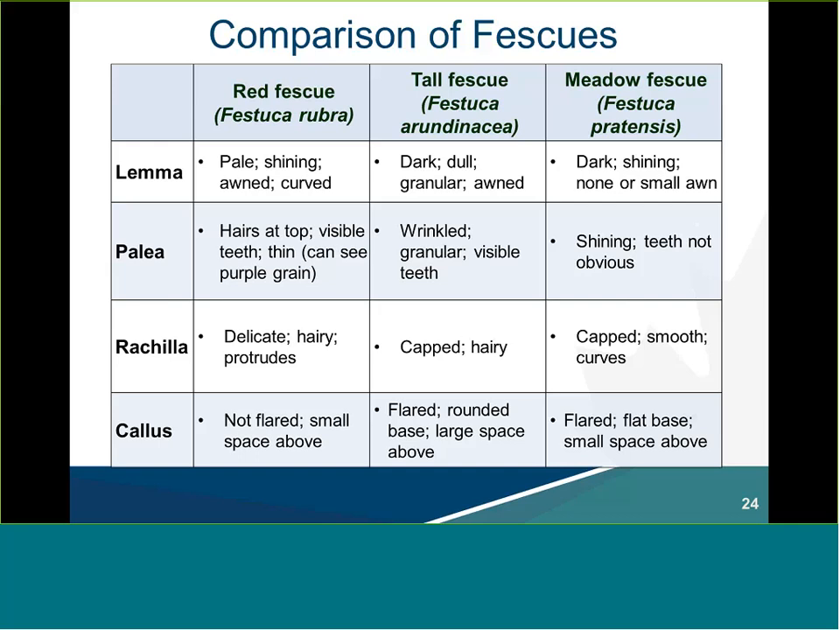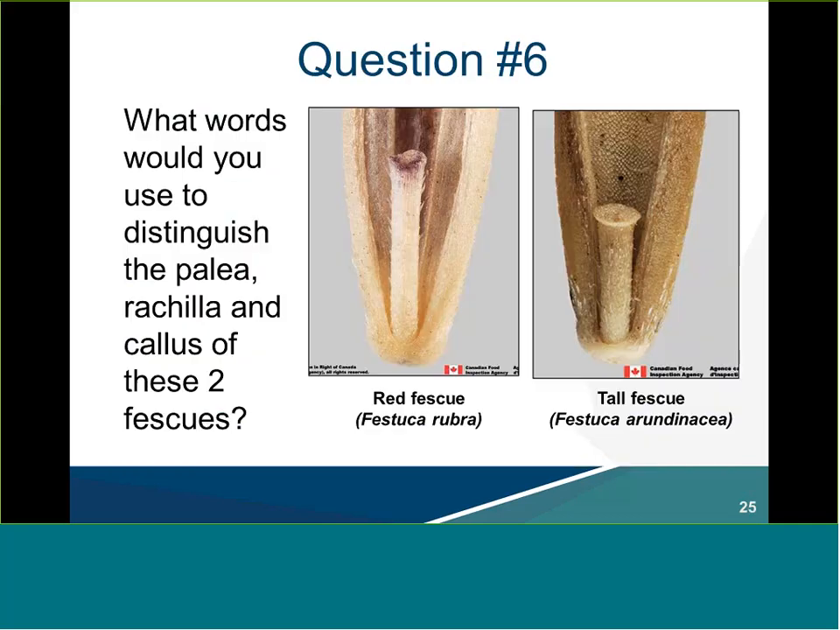All right, so for me, I don't know about you, but I'm ready for a quiz. So what I have here is not quite an essay, let's say short answer. I did all that talking and description. I would like you folks now to write down, without that comparison table in front of you, using your own words, describing the features of 3 information points, which is the palea, the rachilla, and the callus, at least the callus on the palea side, of these 2 fescues. And I've given you the name of them.